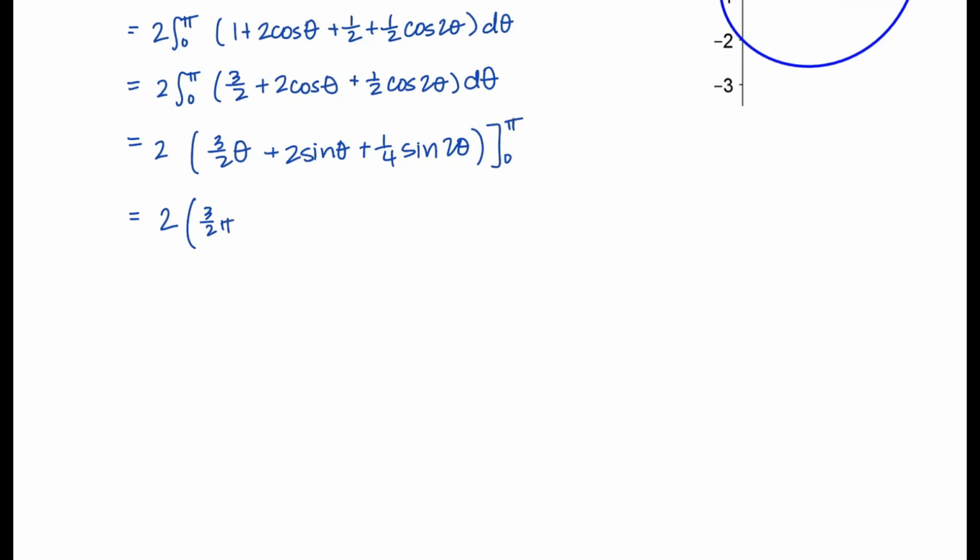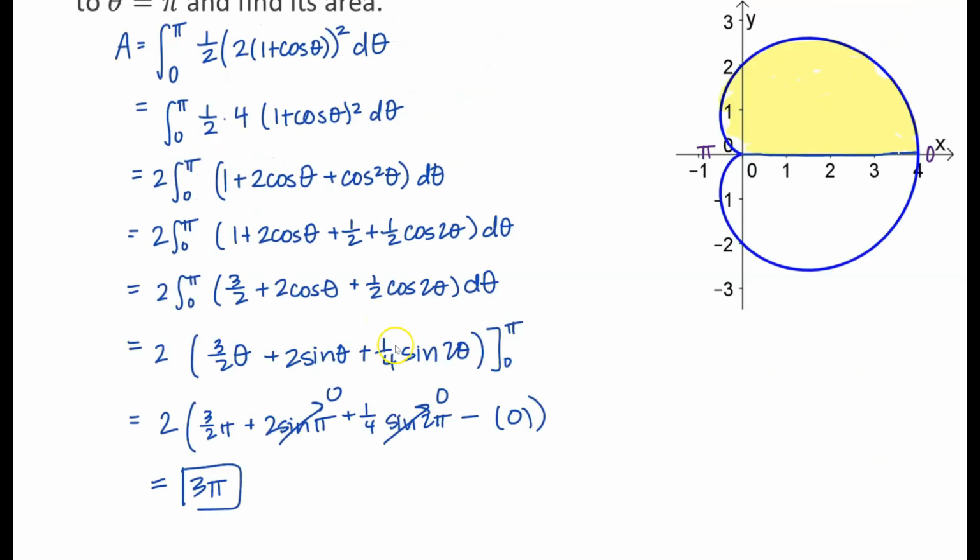So we have 3/2 pi plus 2 sine of pi plus 1/4 sine of 2 pi minus, now thankfully if we plug 0 into each of these we are going to get 0. Sine of 0 is 0. So this is just minus 0 there. And in fact, sine of pi and sine of 2 pi, those are also 0. So what we really have left here, so this one is 0, this one is 0. We just have 2 times 3/2 pi, which is 3 pi.